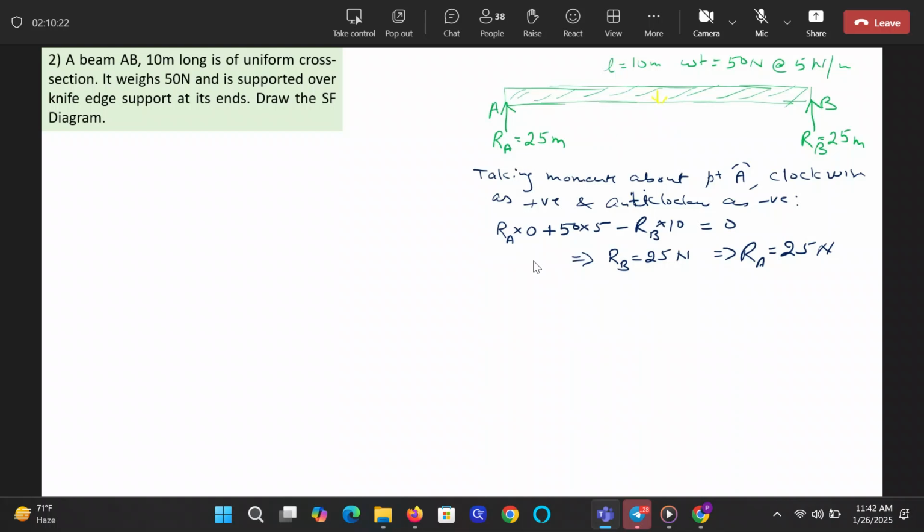When these things keep repeating in the questions, please don't go for a spin. I'm not saying that 50 newtons is acting at the yellow arrow. No, it is being assumed only for the purpose of moments, right, guys?